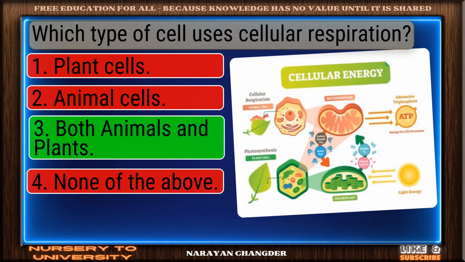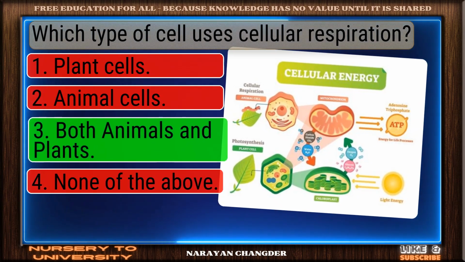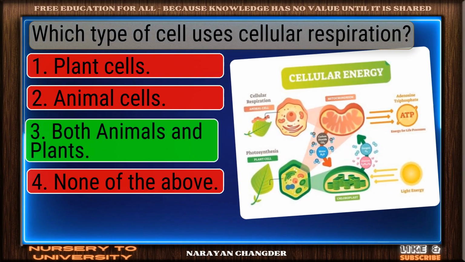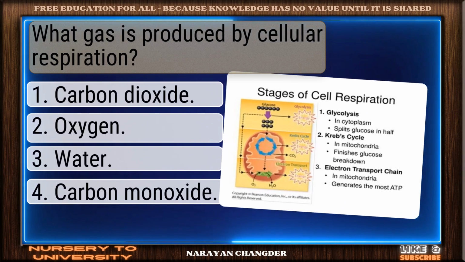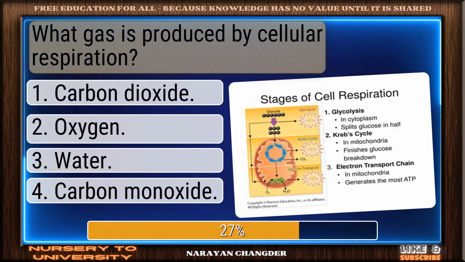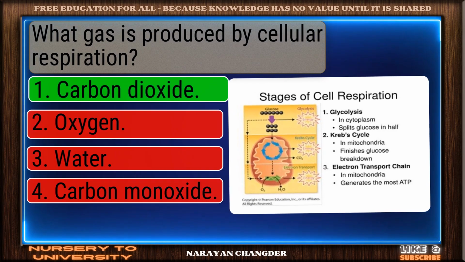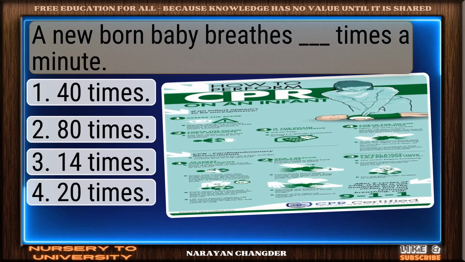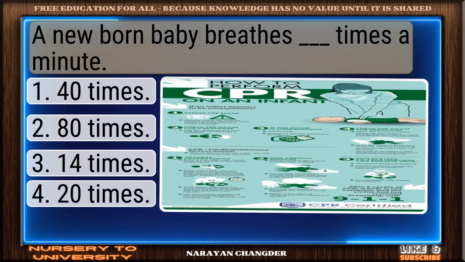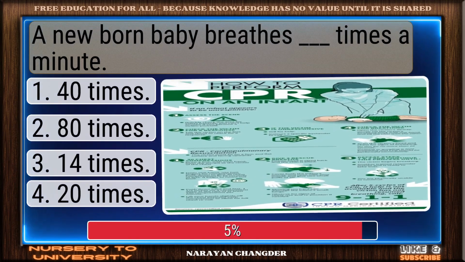Nice selection. Both animals and plants is the correct and valid answer. Question number 48. What gas is produced by cellular respiration? Good thinking. Carbon dioxide is the right answer. Question number 49. A newborn baby breathes dash times a minute.